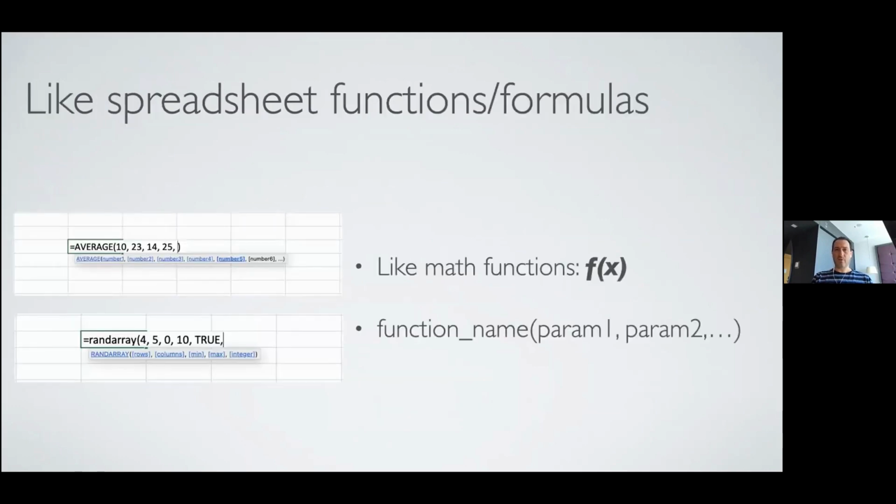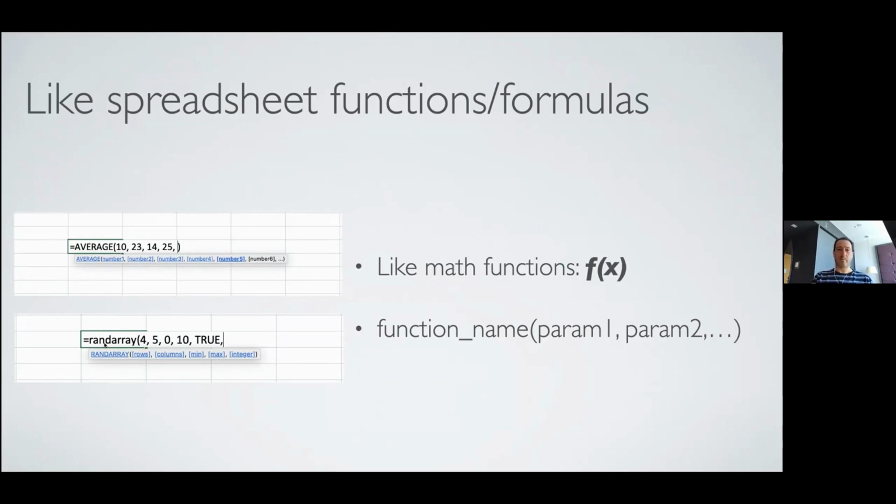If you're not familiar with Python, it's pretty much like running functions in Excel, which are both inspired by math functions. You see f of x, so you put the function name, open parentheses, and you put parameters, and you get f of x. So f, the function name, could be average. If you want the average of a bunch of numbers, you say average of x, y, z, whatever numbers.